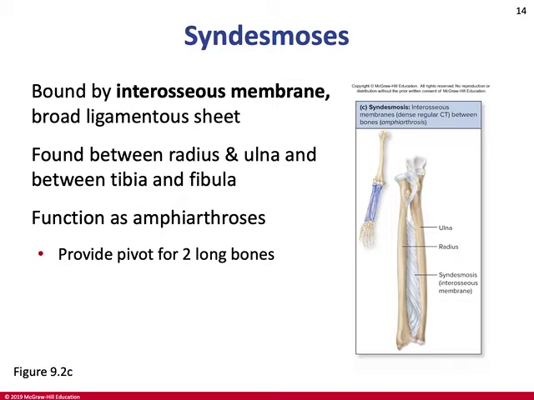We find this between the radius and ulna and between the tibia and the fibula. They function as amphiarthroses because they allow some movement. For instance, they provide pivot points for the long bones in the forearm.